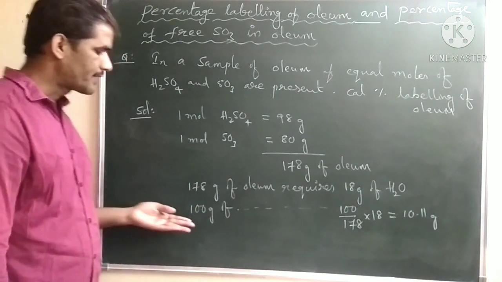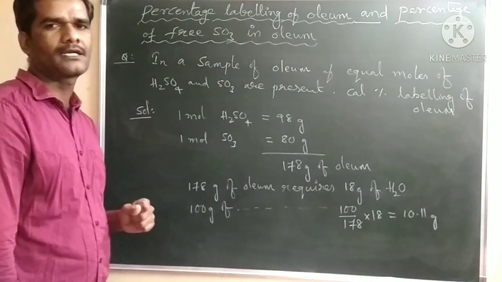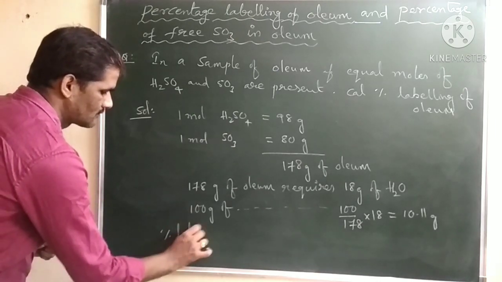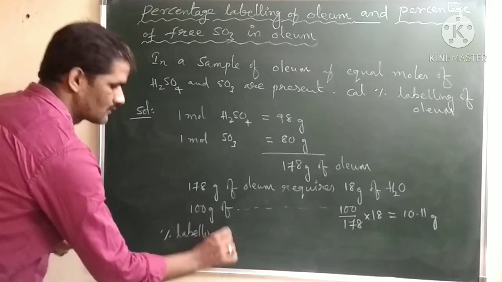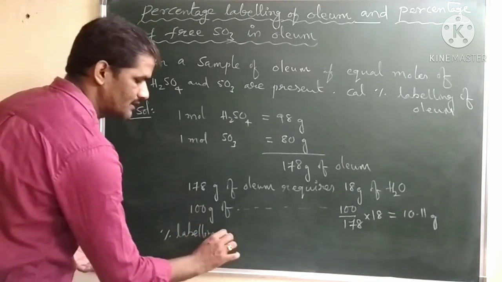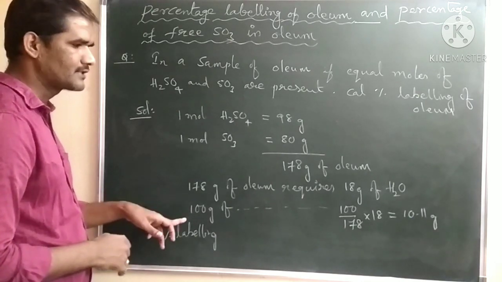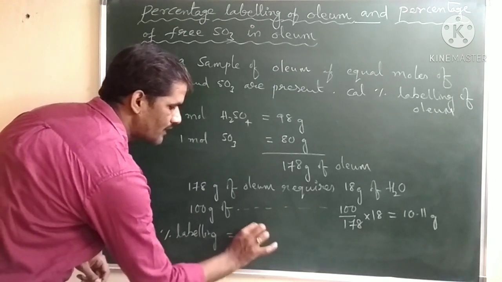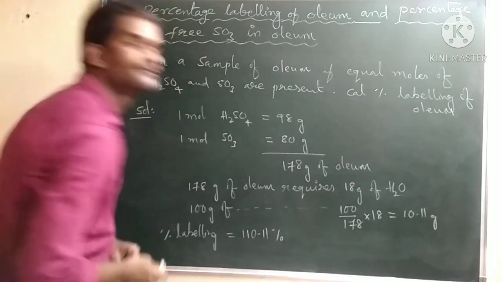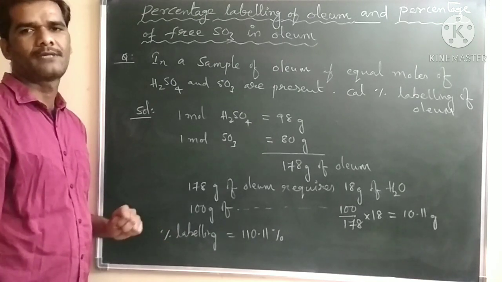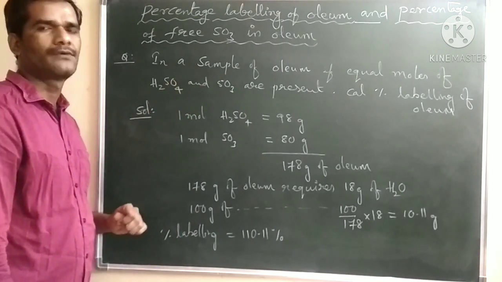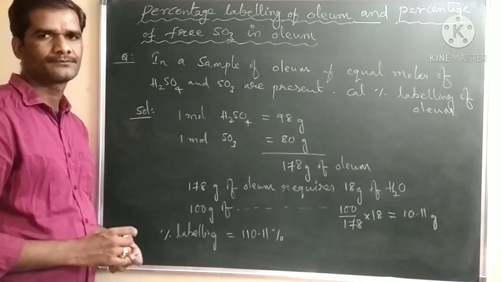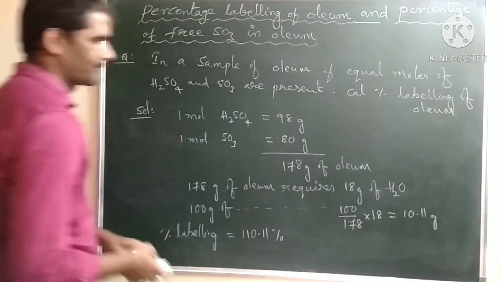So now for 100 grams, how much amount of water we have to add? 10.11. So what is the percentage labeling? Percentage labeling is generally 100 plus X. Here 100 is oleum, X is water. So that together is 110.11 percentage. This is the percentage labeling of oleum for a sample of oleum which consists of equal moles of H2SO4 and SO3.